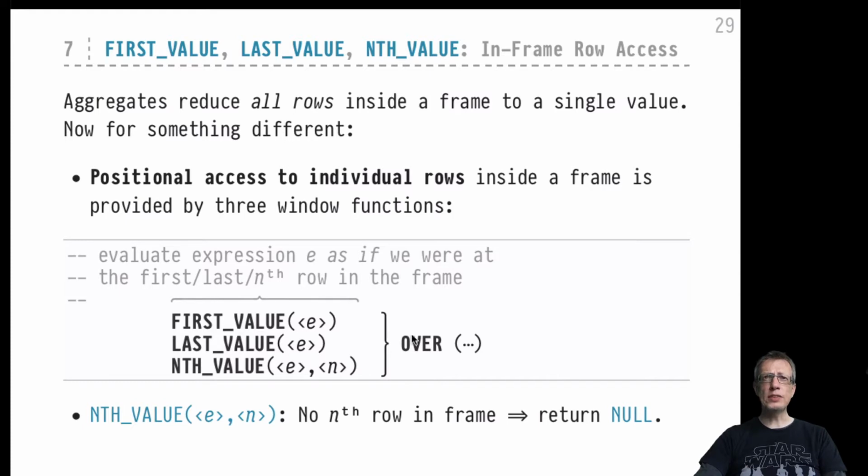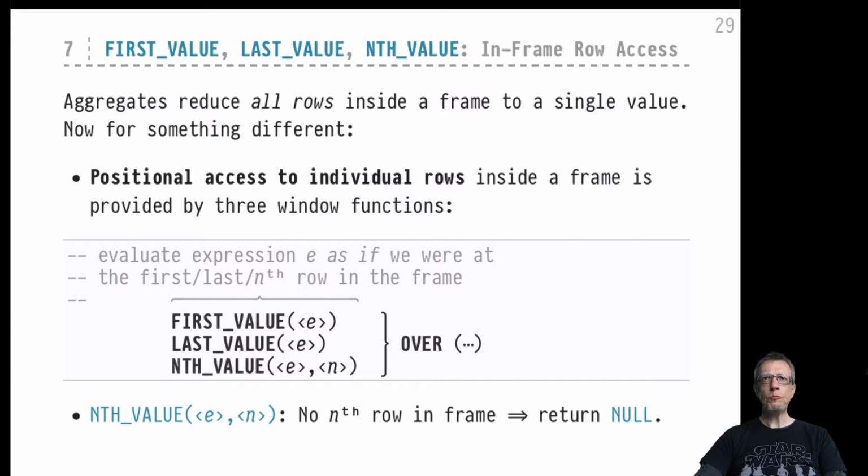Once we have accessed the first or the last or the nth row in the frame, we will then evaluate expression E for this particular row. Okay, right. And of course, this will yield a value. The evaluation of E for the first row or the last row or the nth row in the frame will yield a value. This is the value of the entire window function.